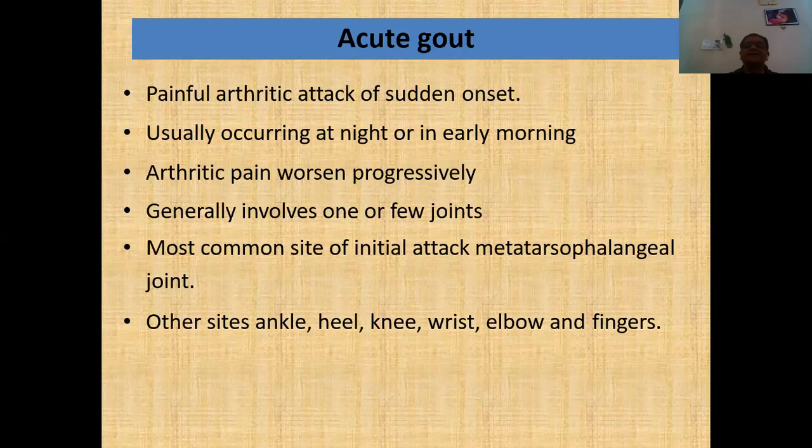It usually occurs at night or early in the morning. Arthritic pain worsens progressively. Means the pain becomes more severe in that particular condition. Generally, it involves one or a few joints. It is not like only a single joint is involved. Sometimes more than one joint may be involved. The most common site of the initial attack is the metatarsophalangeal joint. Then other sites are your ankle, heel, knees, wrist, elbow, and the fingers.